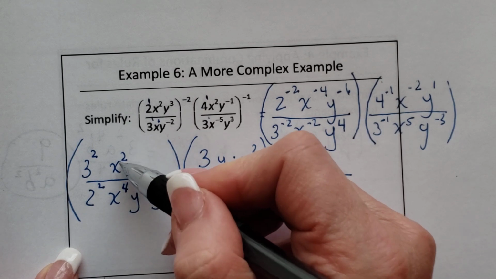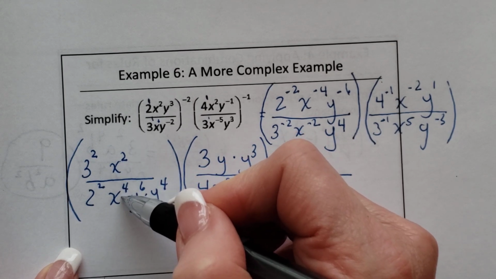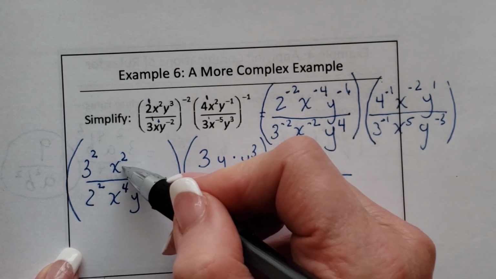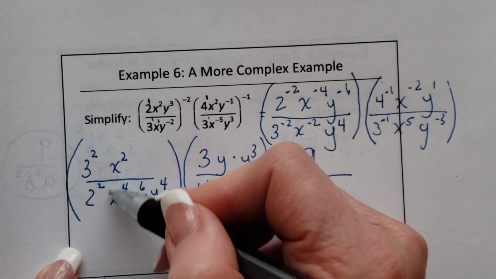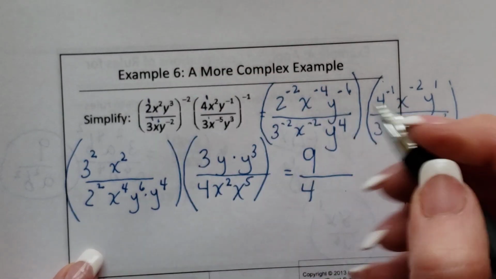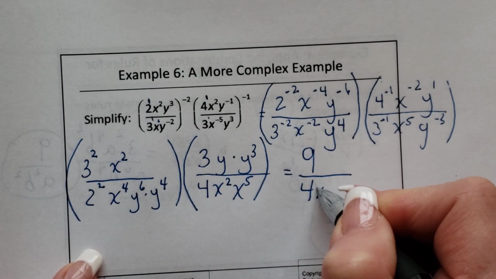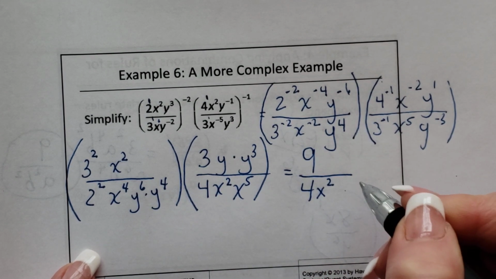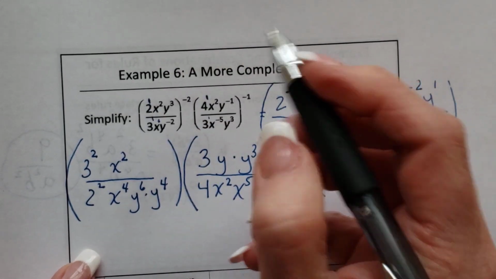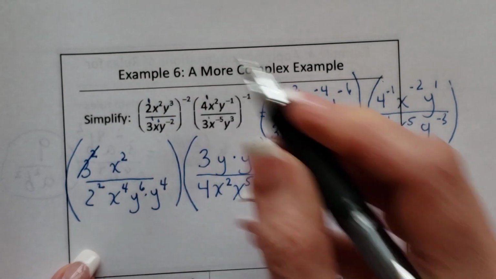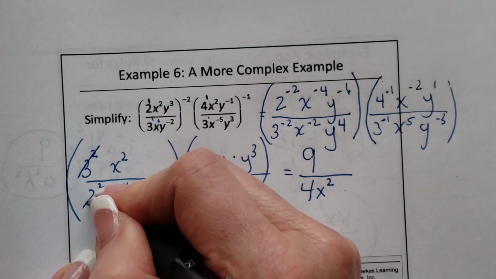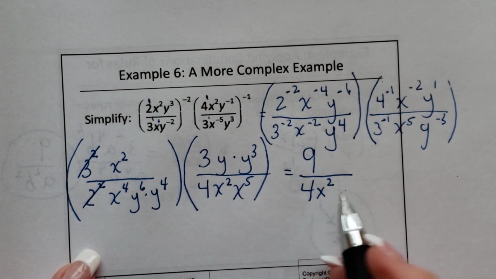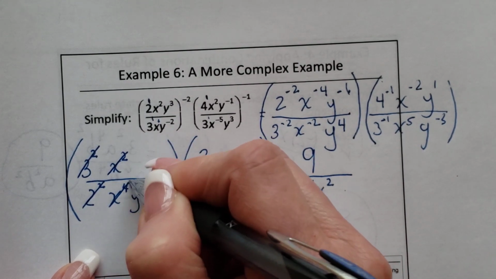Well, are there more x's on top or more x's on bottom? If we wrote out 2 of these x's and 4 x's on the bottom, we'd cancel out 2 pairs. And wouldn't there be 2 x's left on the bottom? All right, so I'm going to mark these off as we get rid of them. We have dealt with 3 squared. We've dealt with 4, 2 squared. We've dealt with all of these x's.